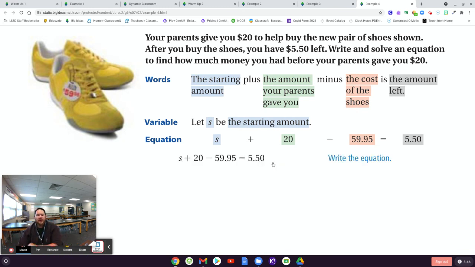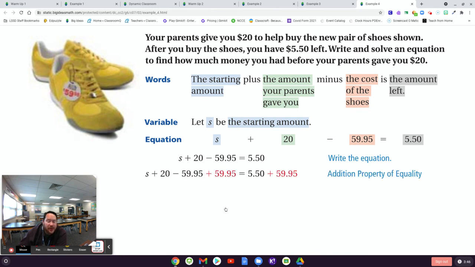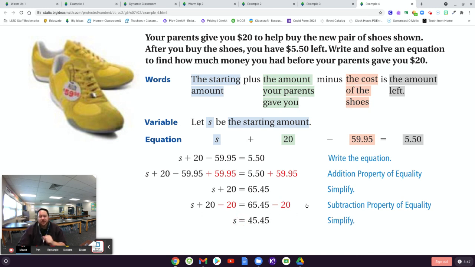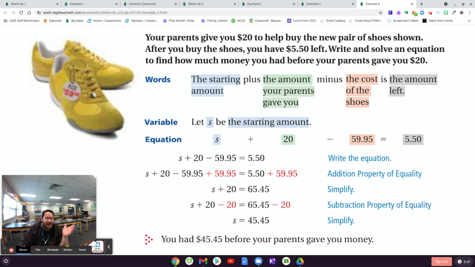All right, now let's walk through how to do it. So hopefully you were able to, the way they solved it is they got rid of this minus $59.95 by adding $59.95 on each side. That'll get rid of it over here. So now you got S plus 20 equals $65.45. And then you can subtract 20 on each side to get that S equals $45.45. So if that's what you said, then you got it. That's about as difficult as anything you're going to see as you work through Big Ideas 7.2.